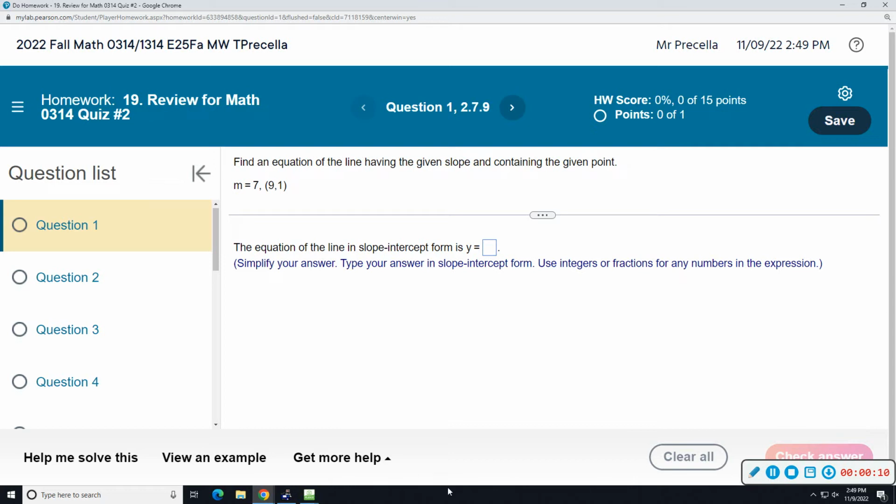And let's see. The first question. Find an equation of the line having the given slope and containing the given point. Okay, the slope is 7 and the point is 9, 1. And we want the equation of a line. Let me switch over to my work.